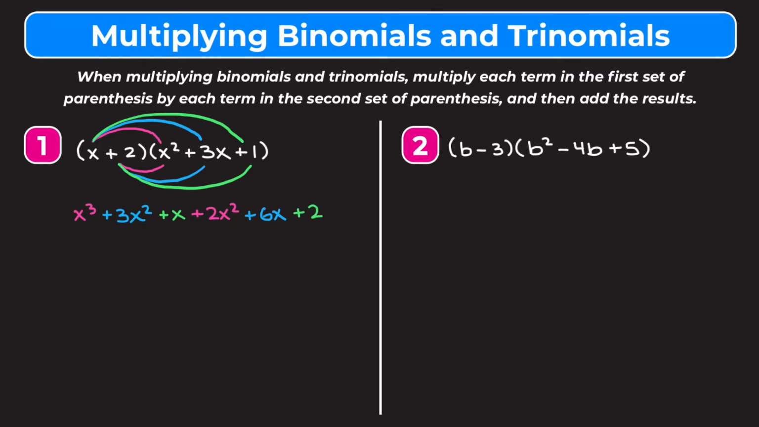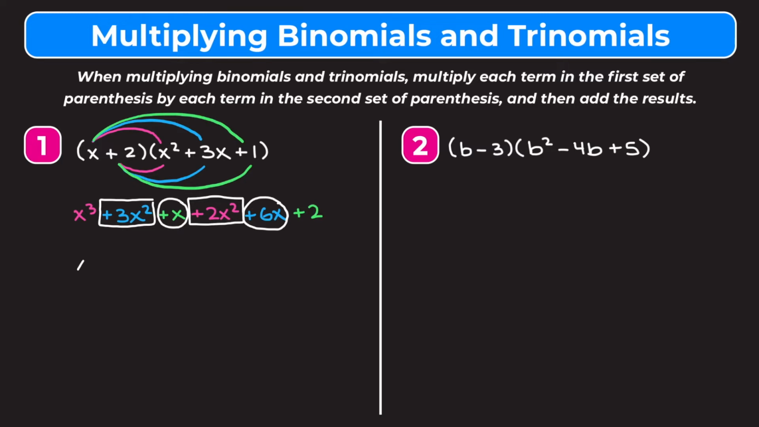So now we just have x cubed plus 3x squared plus x plus 2x squared plus 6x plus 2, and now we need to combine like terms. So this plus 3x squared and this plus 2x squared are like terms because they both have an x squared attached to them, and this plus x and this plus 6x are like terms because they both have x's attached to them, so we can combine those together. We can't do anything with the x cubed and the plus 2.